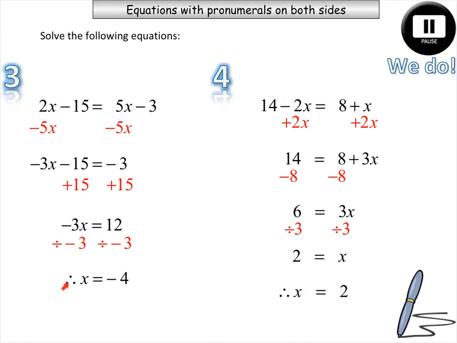You'll notice that there's a mathematical symbol with 3 dots. Does anyone remember what that notation represents? If you said therefore, that's the correct statement. So therefore, x equals 2. Therefore, x equals negative 4.